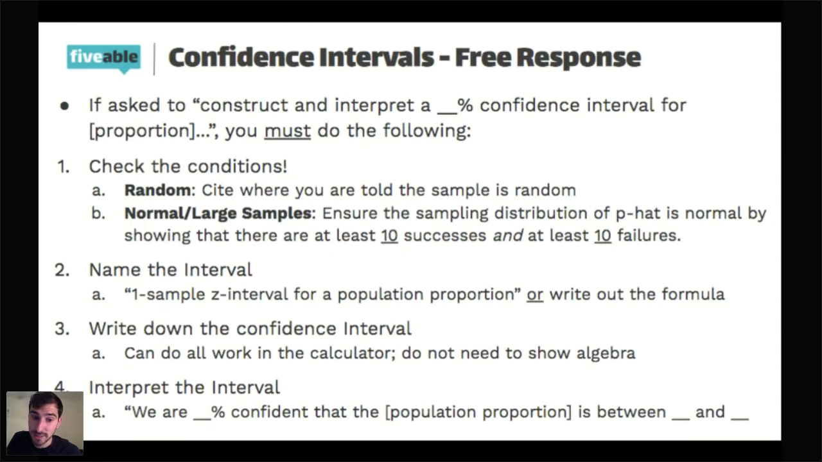In your own class, sometimes teachers are a little more sticklers with like, what if it failed the 10%? So the good news is, in the scenarios you get, will this be the NP, NQ? Just NP, NQ is the 10 successes and 10 failures. That's the large sample condition. We are checking that every time.